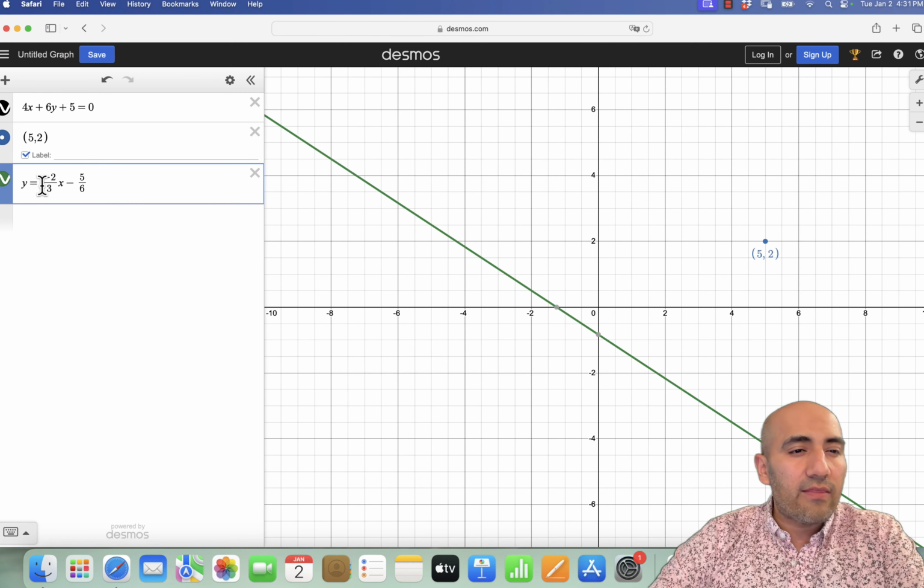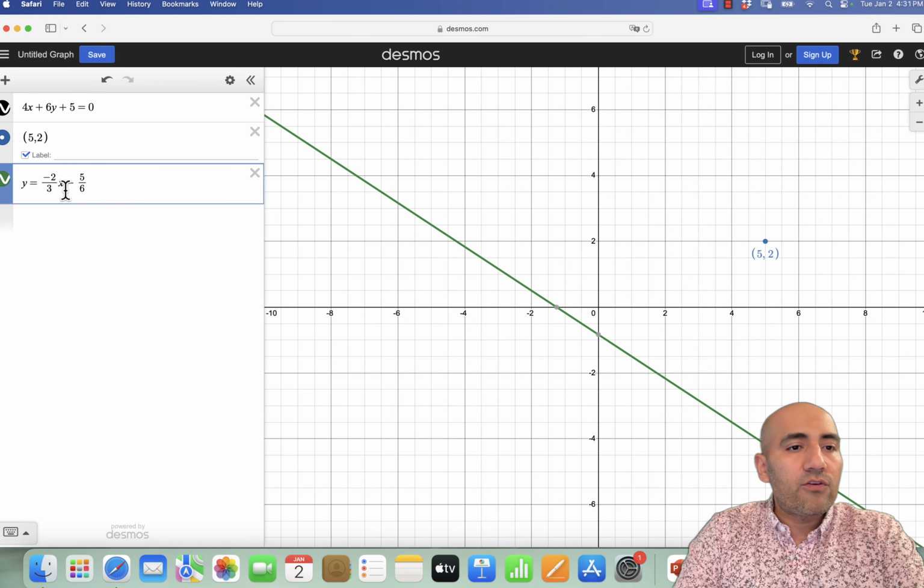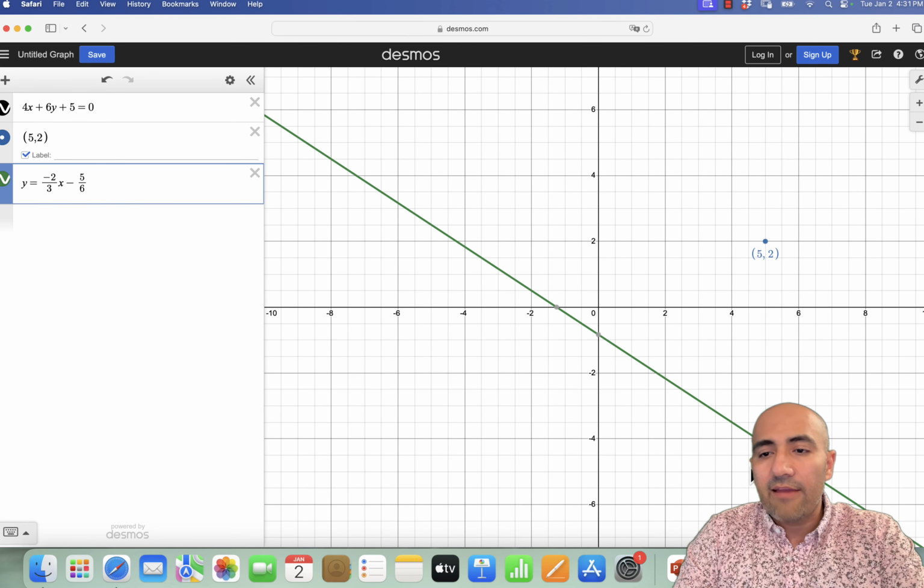And the advantage is now that I can very easily tell what the slope is from right here. The slope is negative 2 over 3. So if I want to find another equation that is parallel to this one, I have to use the same slope. That was really the point of this. So I have to use the slope negative 2/3, and I have the point (5, 2), and I can use that to figure out my equation.